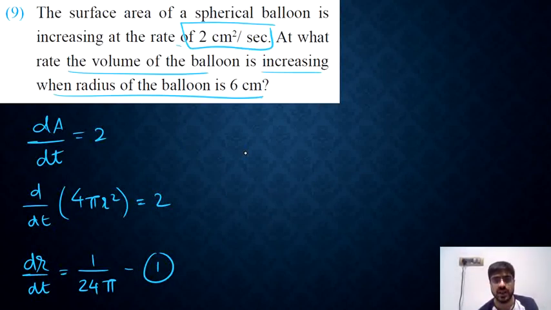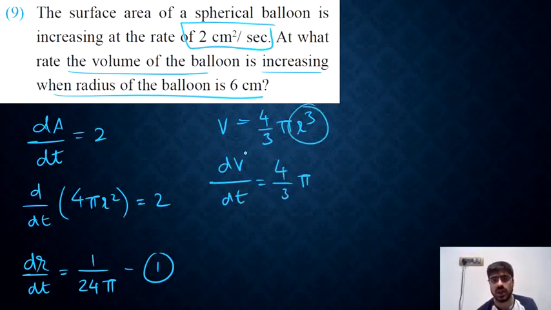We need the rate at which the volume of the balloon is increasing, right? So the volume of the balloon will be the volume of a sphere, which is 4 by 3 pi r cube. The rate of increase of volume will be dV by dt. 4 by 3 is a constant, it comes out. Pi is also a constant. The derivative of r cube will be 3r square and dr by dt.